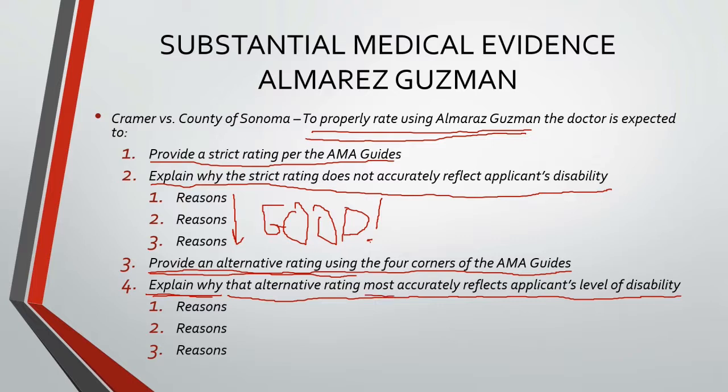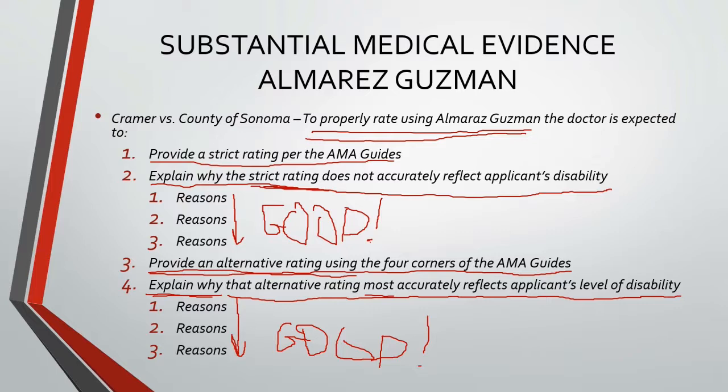In other words, why is it more accurate than the impairment rating that's provided for under the strict application of the AMA guides? And here, you must have voluminous and compelling reasons, and they better be good. They better be good. You yourself have to convince yourself that these reasons are good first. If you yourself are unconvinced, guess what the parties will be?